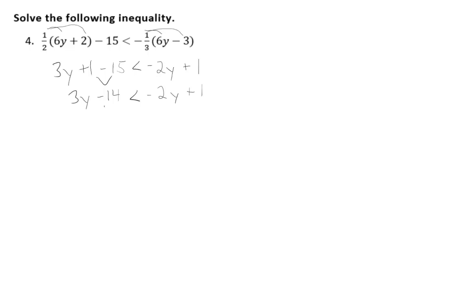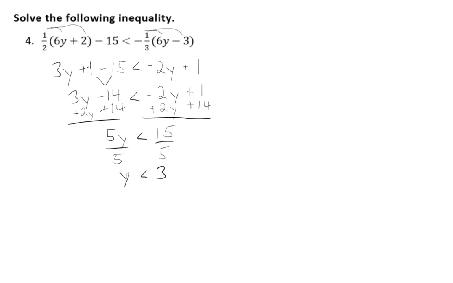All right, add 14, add 14. Add 2y to move them left. And now 14s cancel each other out, and we get 5y is less than 1 plus 14 is 15. Divide both sides by 5 to get the y by itself, and we have y is less than 3. Pick a number less than 3 if you want to check your work.